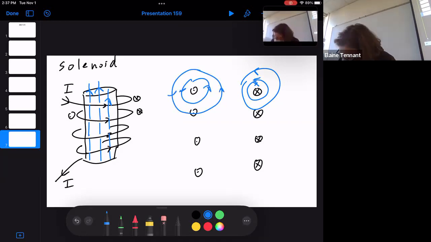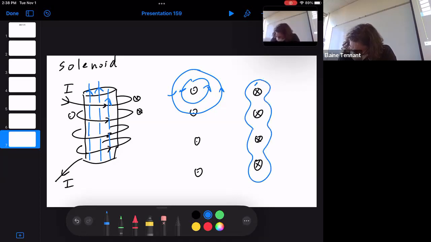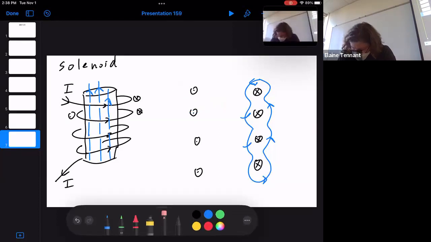Right? But what happens is that when they start to overlap, kind of the same thing that was going on in the toroid, they start to add together, and so they're trying to make some sort of loop. And so instead of something like this, they start to kind of form loops like this that go around like that. And the same thing, of course, on the opposite side.